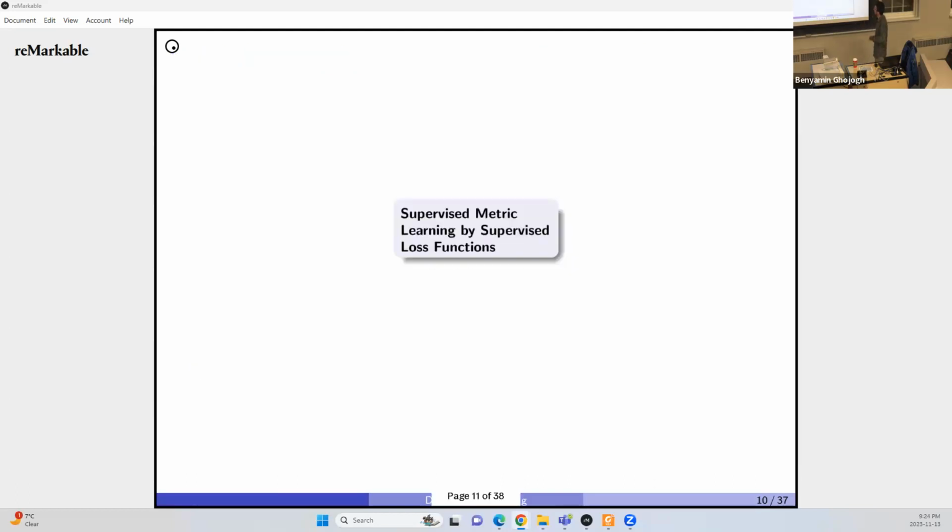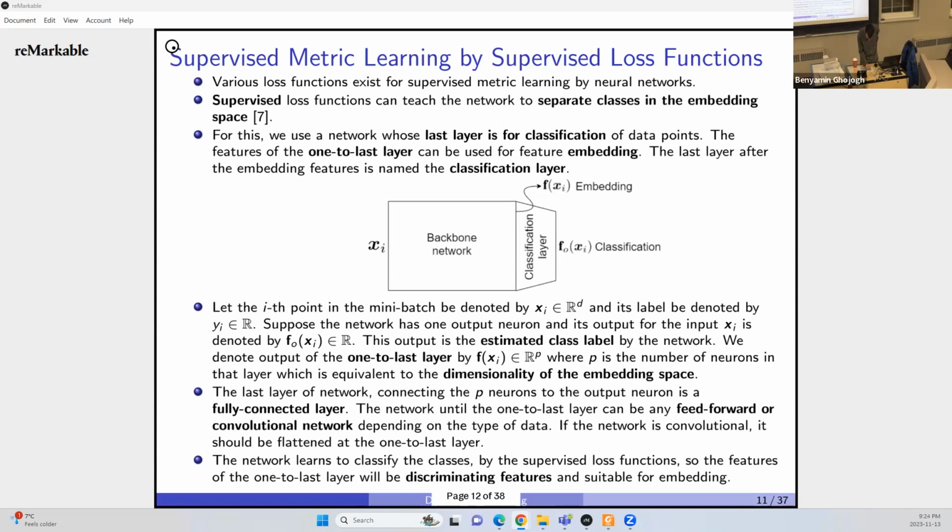Okay. So, supervised metric learning by supervised loss functions. Supervised loss functions can teach the network to separate classes in the embedding space. So now it's supervised, we have class labels, so we can separate classes, right? We don't want classes to be confused with each other, right? So for this, we use a network whose last layer is for classification of data points. So consider this neural network. We usually have a backbone network, which can be any network, such as ResNet or fully connected network, whatever. And we usually have one last layer as classification layer, right?